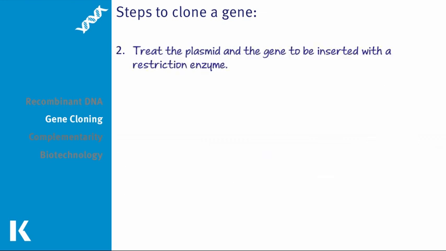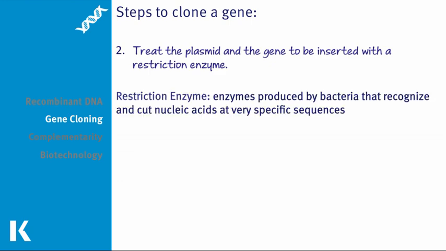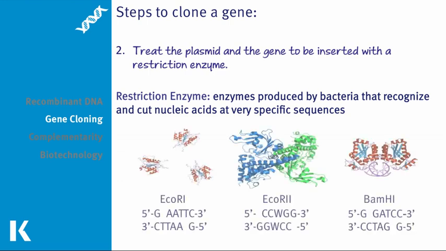Following plasmid selection, the plasmid and the new gene both need to be treated with a restriction enzyme so they can adhere to each other. Restriction enzymes are enzymes bacteria produce that are capable of cutting through nucleic acid strands at a predetermined sequence. Like plasmids, there are many restriction enzymes to choose from, but all restriction enzymes have the same basic job. The spaces in the sequence associated with each enzyme show where it will cut. Once the plasmid and the gene have been treated, the final step can occur.